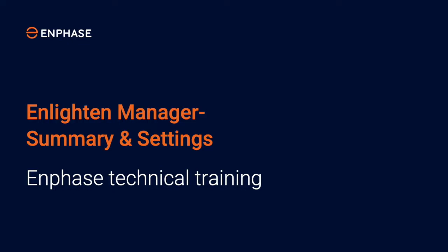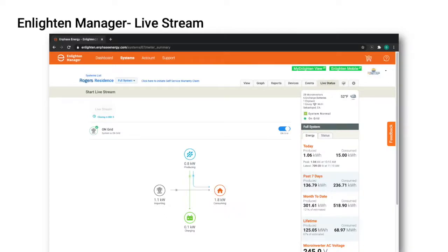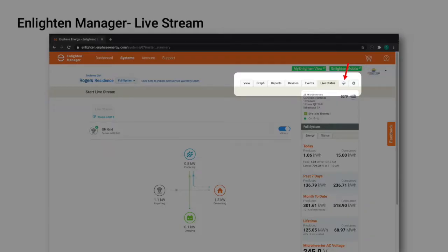In the following lesson, we'll review Enlighten Manager Summary and Settings tabs. The Summary view in Enlighten Manager lets you see an overview about the site. The Summary View tab is just to the right of the Live Status tab. It looks like a picture or a snapshot. Let's take a look.